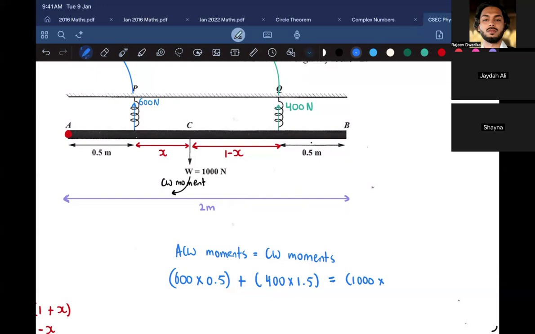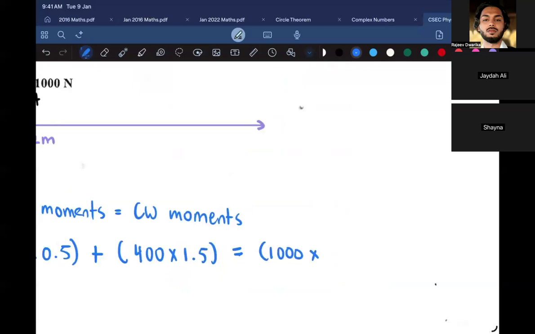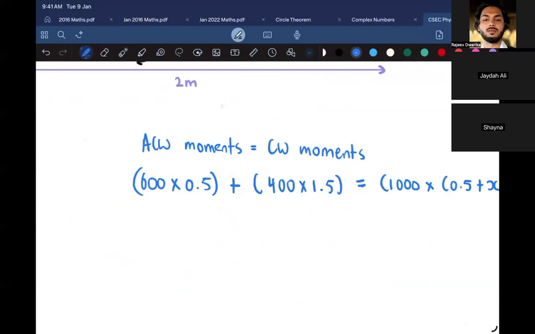All right, Jada, how would I figure out the distance from the center of gravity to A? It would be 0.5 plus x. Right. That'd be 0.5 plus x, and I have to put that in brackets, okay? You'll see why. So let's work out the left-hand side. What is 600 by 0.5? So, Jada, what's half of 600? 300. Right, that's what it means.